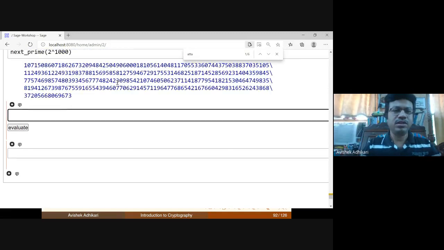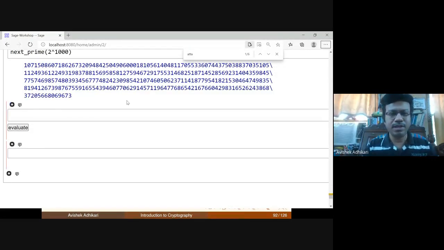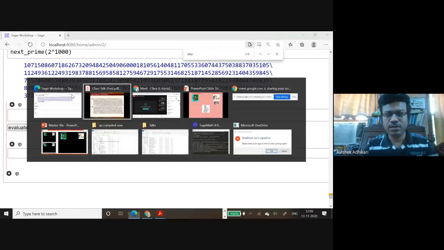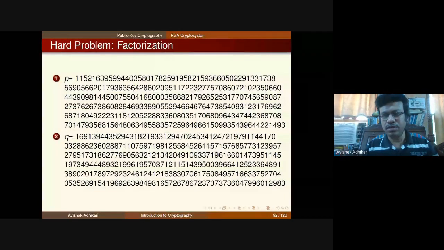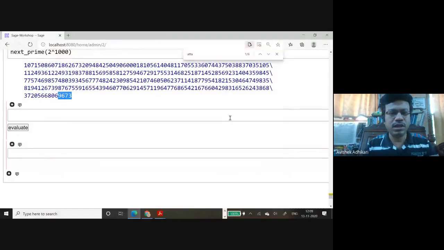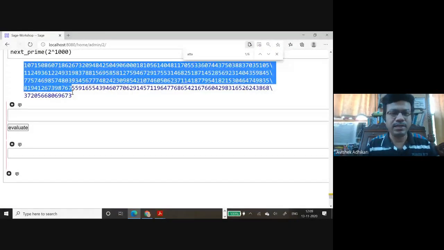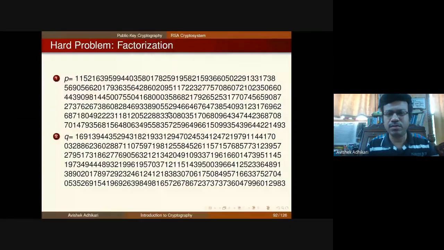So this is nothing but the next prime. This slash means next line, so it's a whole continuation, and this is the prime that I mentioned. You can see that 9673. It could be any other number maybe. So it was the prime. They are different primes, but they are almost of this size. The number of digits are almost the same.